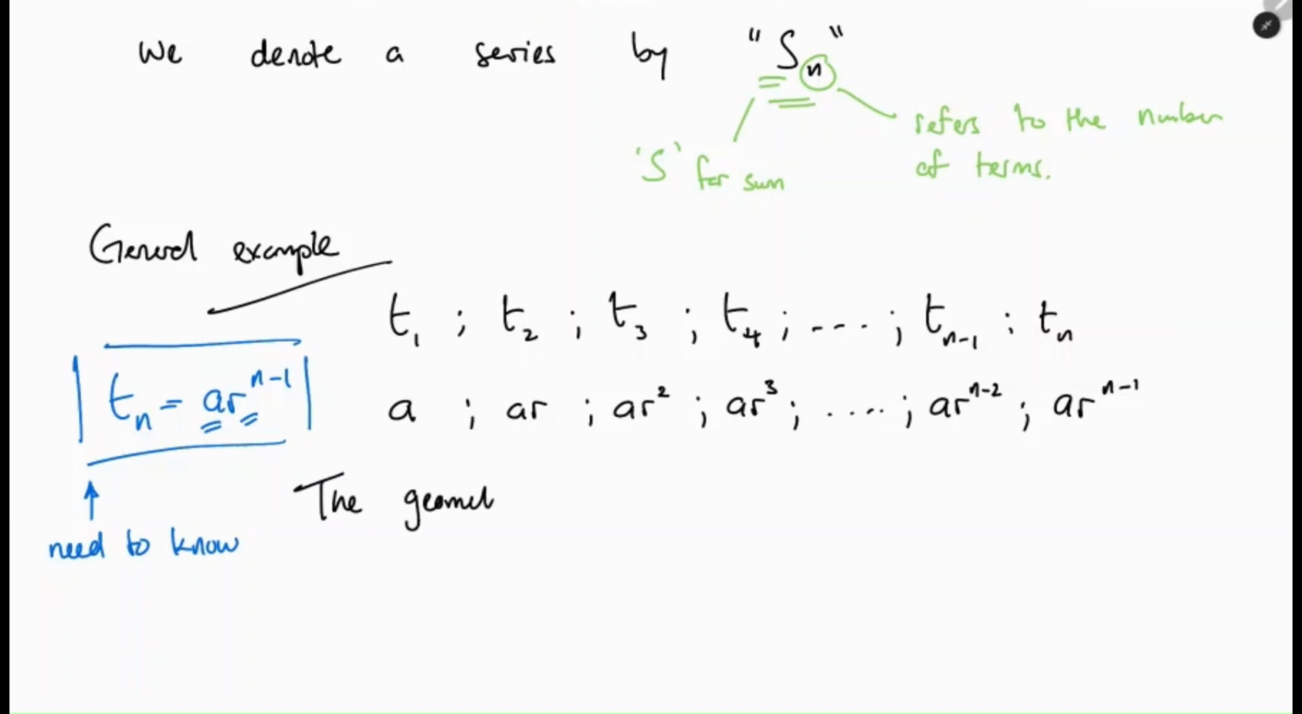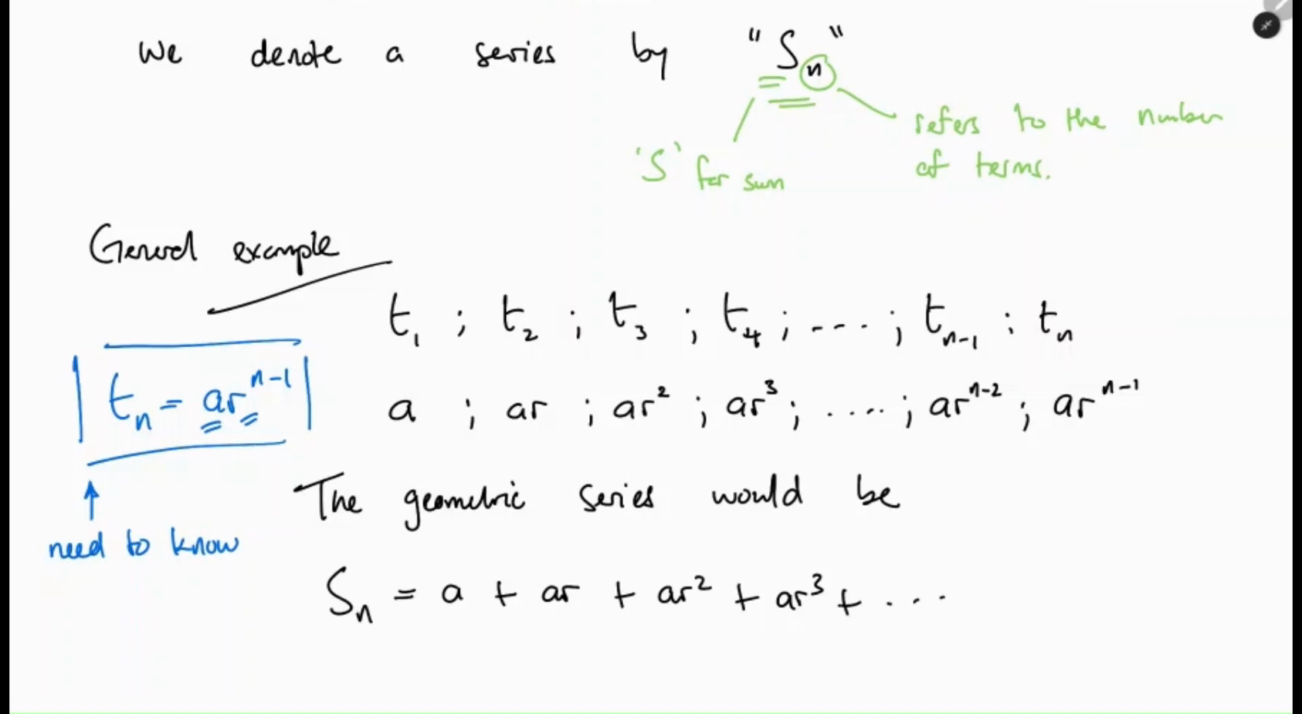The geometric series would be the sum of these terms, and we denote it as Sn. So it would be a plus ar plus ar squared plus ar cubed all the way to ar to the n minus 1, the nth term. This is what it looks like, but this is not very practical.